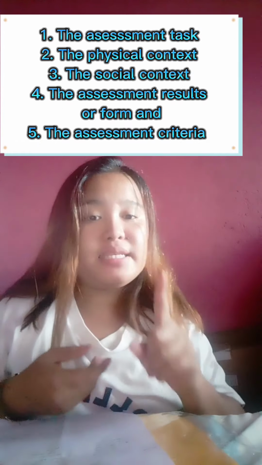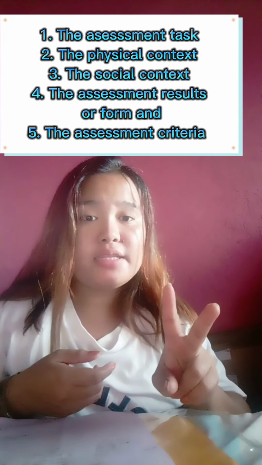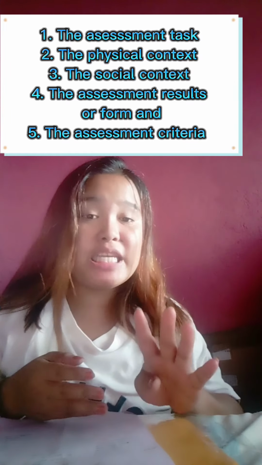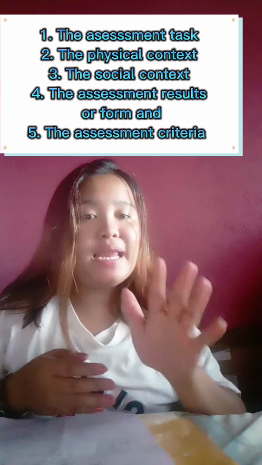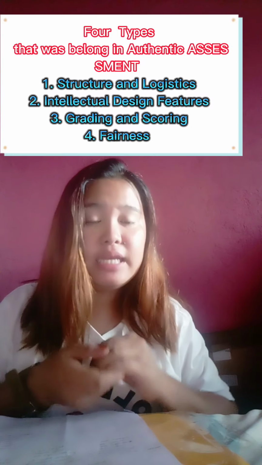Now let's proceed to the 5 components of authentic assessment. 1 is the assessment task. 2 is the physical context. 3 is the social context. 4 is the assessment result or form. And lastly, the assessment criteria. Now let's proceed to the characteristics of authentic assessment. There are 4 types that belong in authentic assessment.